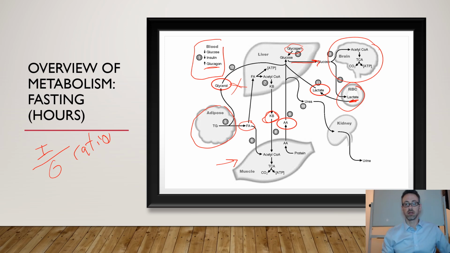At the same time, during this fasting state, protein is being broken down primarily from muscle, because that's where there's a lot of protein stores. The amino acids are released to the bloodstream, go back to the liver, and then are converted into glucose as well. Amino acids are one of the main substrates for gluconeogenesis, so you produce a lot of urea.